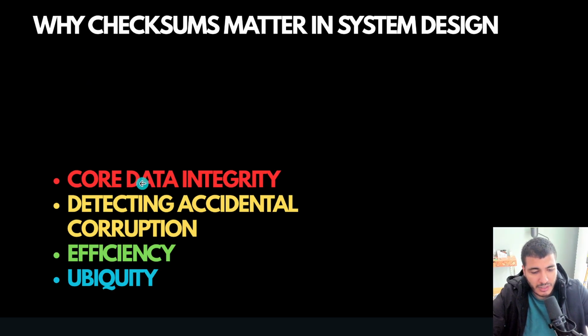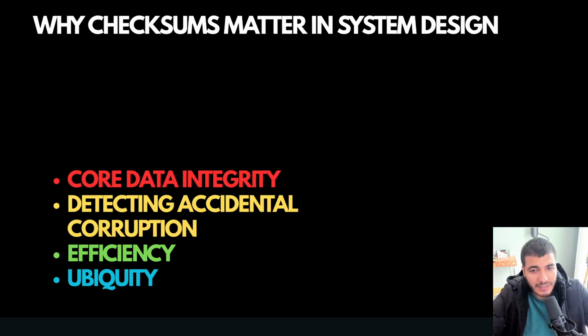So first, it's core data integrity. The main role is to ensure the integrity of data. Without them, you might silently be operating on corrupted data, leading to incorrect calculations, broken features, or even security vulnerabilities down the line.